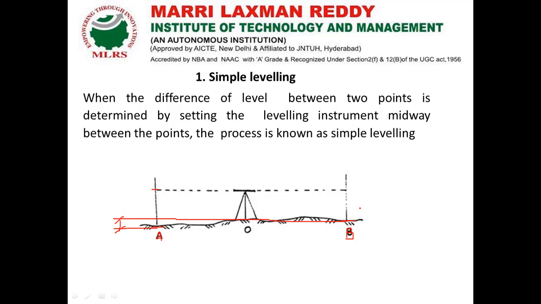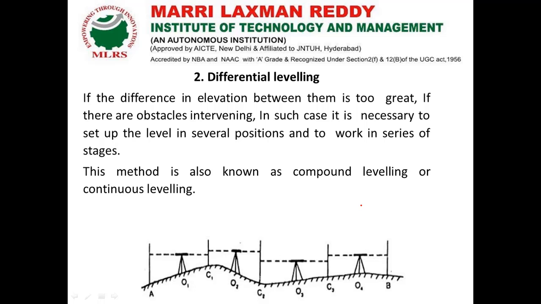Next one is differential leveling. Here the difference in elevation between the points A and B is too high, and there are a lot of obstacles present in the field. At that time we are in need of several change points. A change point is nothing but shifting of the leveling instrument from one place to another place, as may happen in the field. That is called differential leveling.